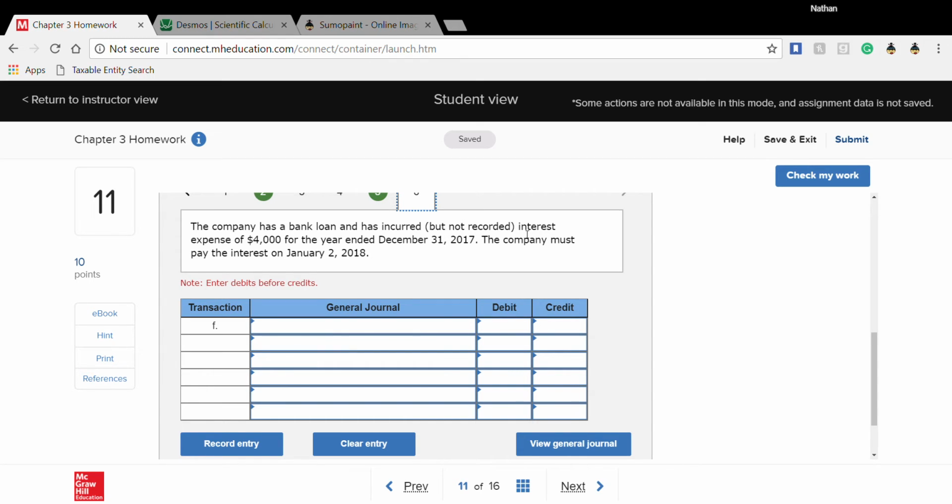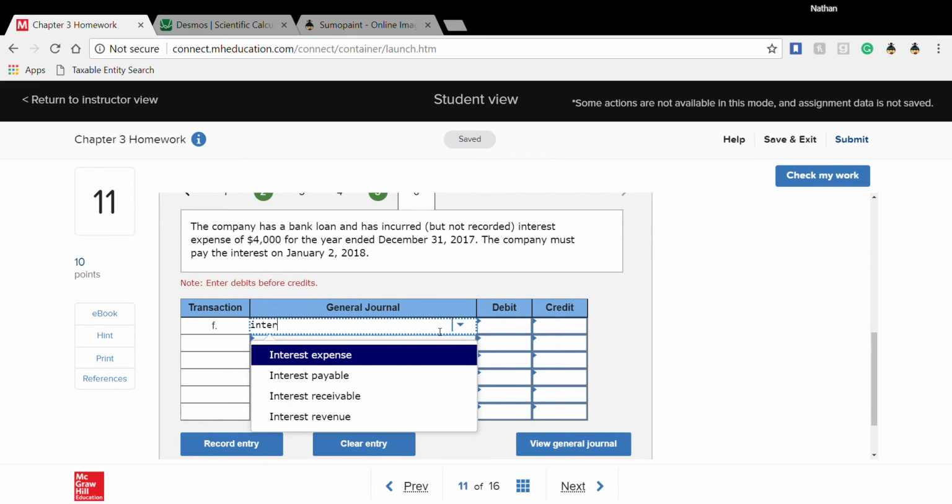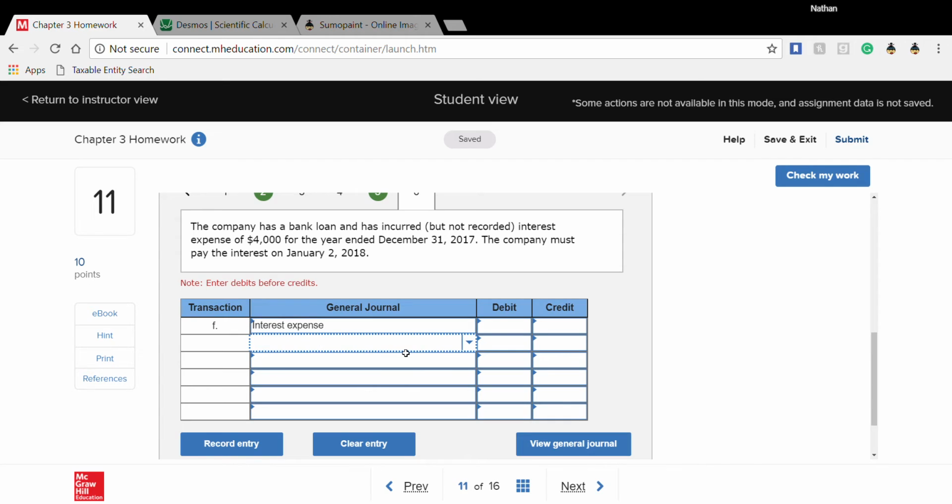So 6 now: a company has a bank loan and has incurred but not recorded interest expense of $4,000 for the year ended December 31st. Alright, so we had interest receivable with 5. With 6, we have interest expense and interest payable. So again, expense goes first. Since we're accruing the interest off of a loan, it's going to be a payable. Again, we owe the bank this interest.